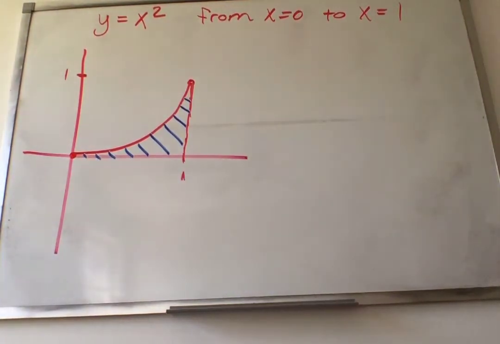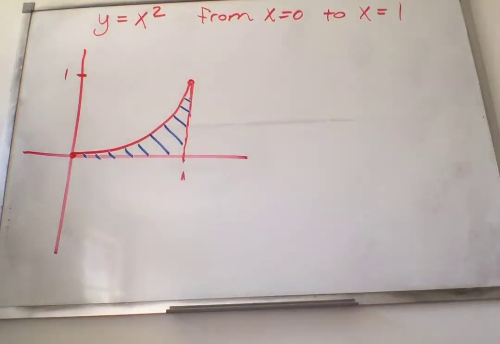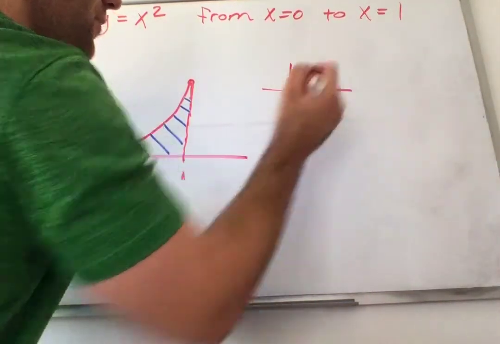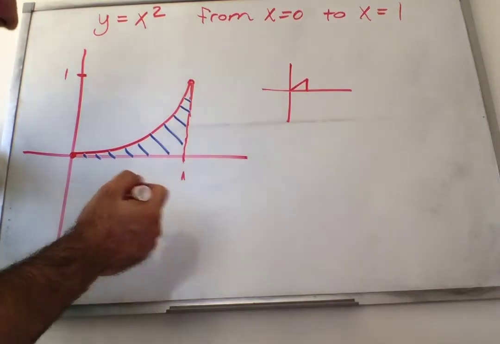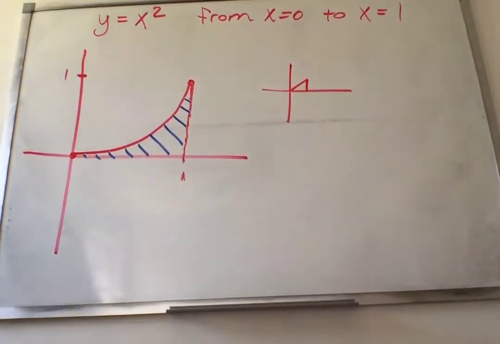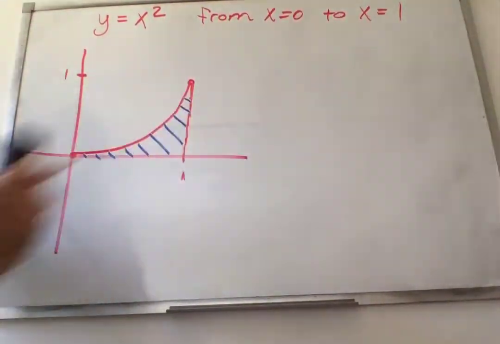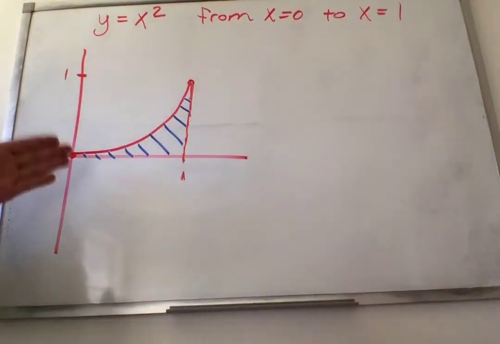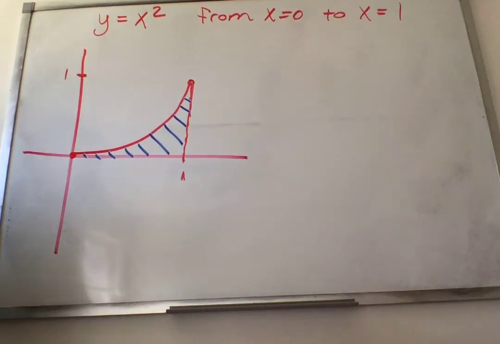It's a very irregular area. If it was in the shape of a triangle, like if this was y equals x from 0 to 1, it would just look like a triangle like that, and we would be able to find the area of the triangle. Now, this is a very weird shape. How would we find the area?